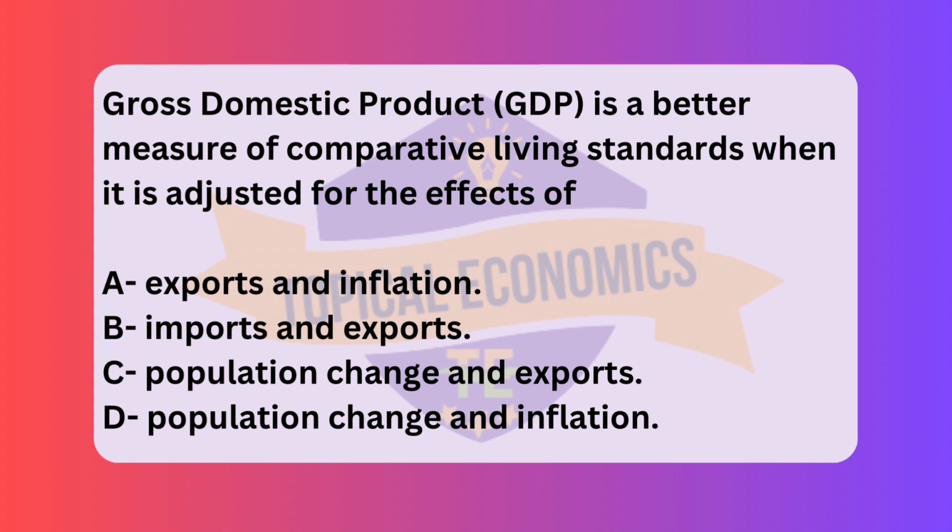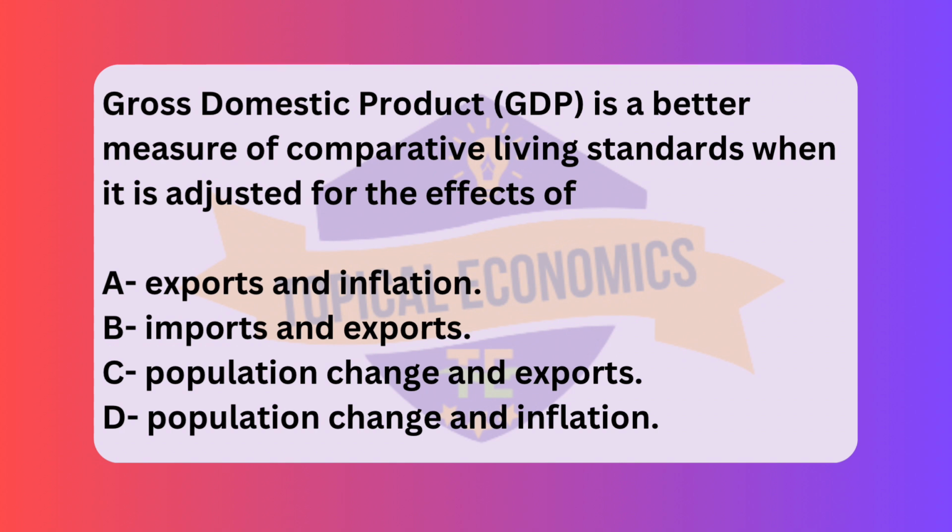Population change and inflation. Gross domestic product, GDP, is a common measure of a country's economic output, but it doesn't account for all factors that can influence living standards or well-being. To make GDP a better indicator for comparing living standards, it is important to adjust for factors that distort its true representation. The key adjustments needed are for population change and inflation, which are the most common factors that affect the real value of GDP and its relevance to living standards.